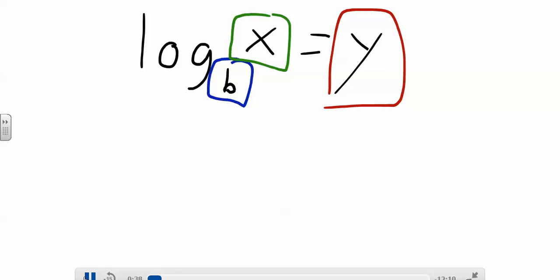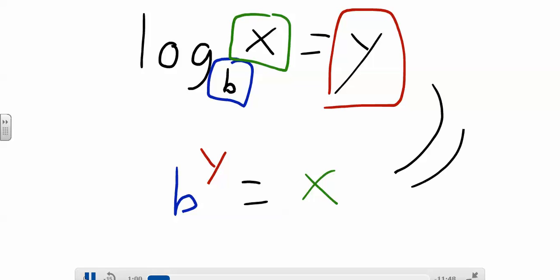Okay, so what does that mean? That means b to the y equals x. Okay, so these two equations are actually equivalent to each other. This first one is a function of y, the second one is a function of x. These are just two things that mean the same thing. They're just a different way to write it. One is a logarithm and one is an exponential. So we're going to use this idea when we graph.